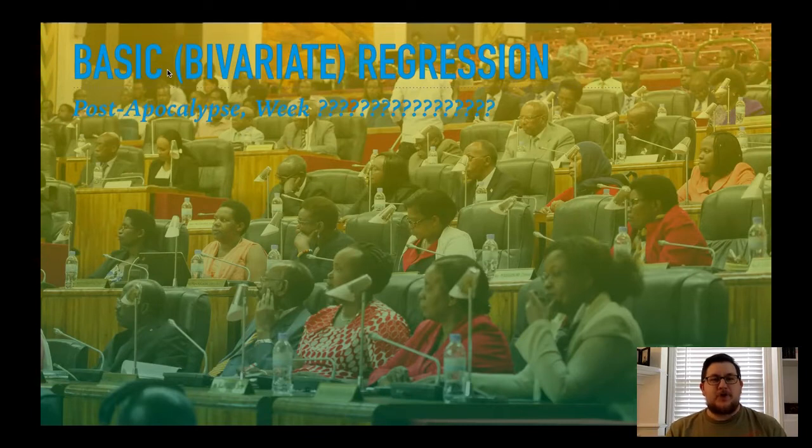All right. So today, like I said, we're starting with regression. We're going to be doing some basic bivariate, that is two variables, one dependent, one independent variable, regression. Now, this is a linear regression that we're going to be talking about. I put post-apocalypse week. Who knows, because I've lost track as well.